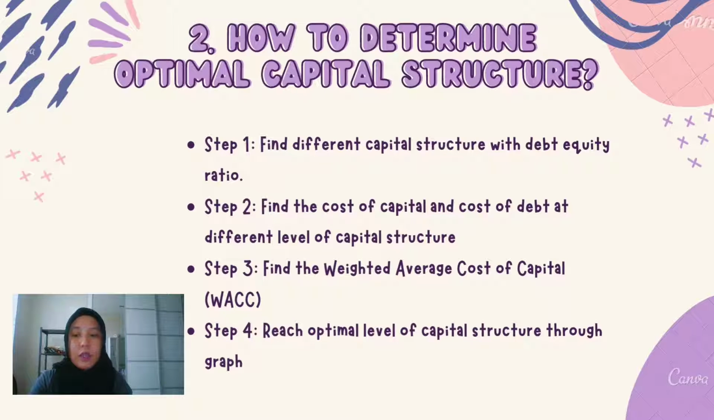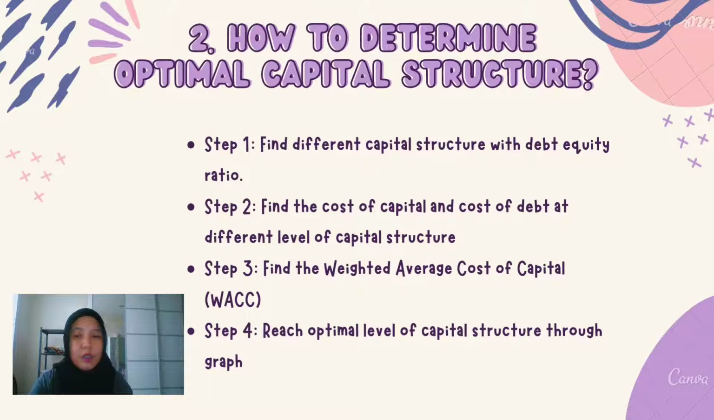The second step is to find the cost of capital and cost of debt at different levels of capital structure. The cost of capital is the dividend rate, while the cost of debt is the interest rate on the loan. Both the cost of capital and the cost of debt will be low if the risk is low.